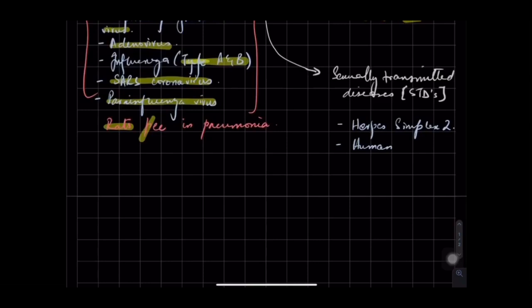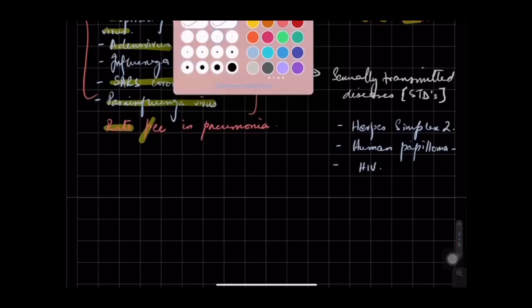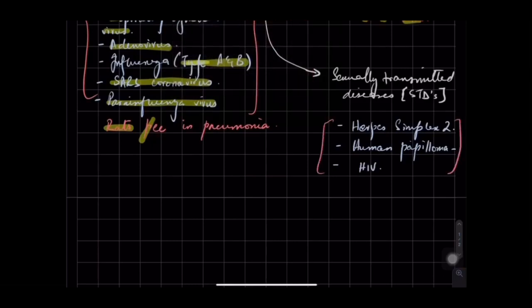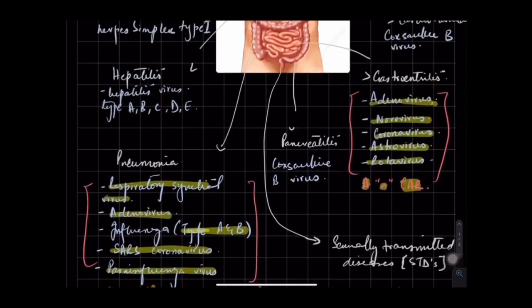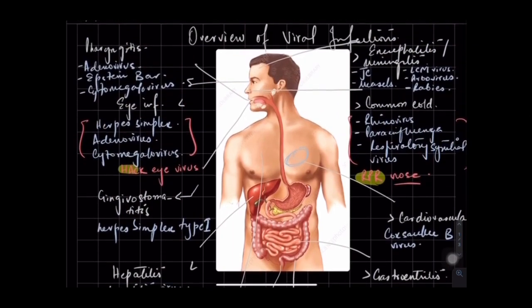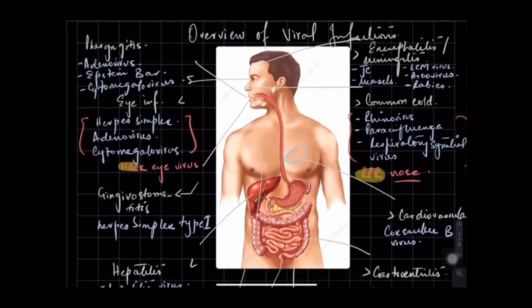human papilloma, and HIV. One way to remember this is triple H, STDs. So triple H stands for herpes simplex, human papillomavirus, and HIV, which is human immunodeficiency virus. So this was a small overview of some major viruses that cause infections in our body.